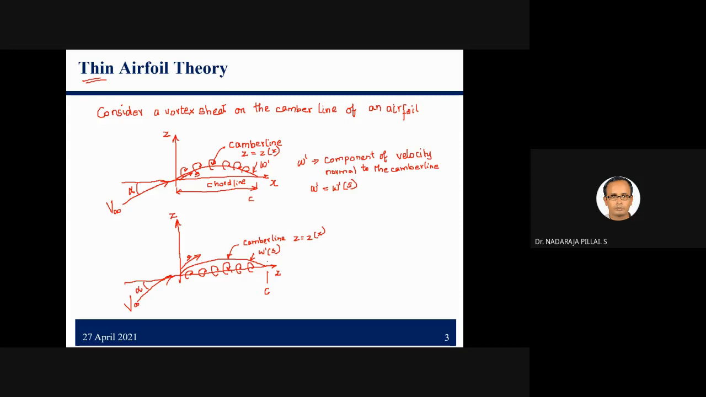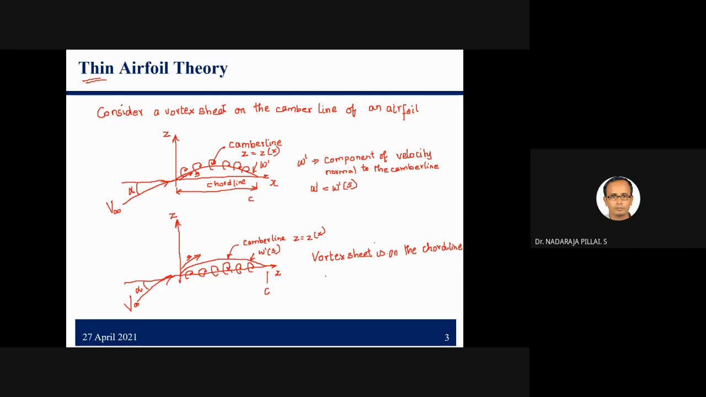So this is the vortex sheet on the chord. Please note, the vortex sheet is on the chord, right? The vortex sheet is on the chord line.